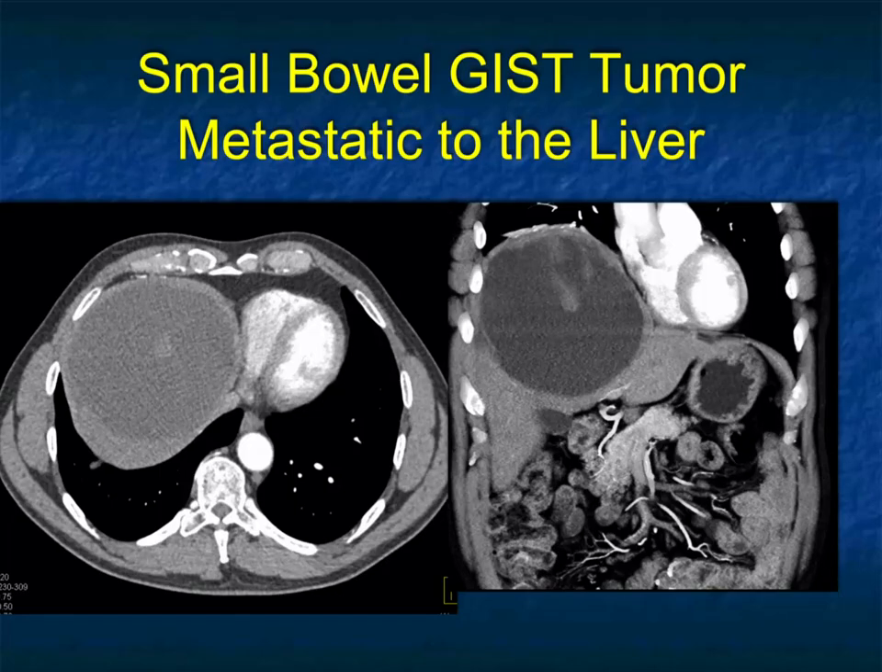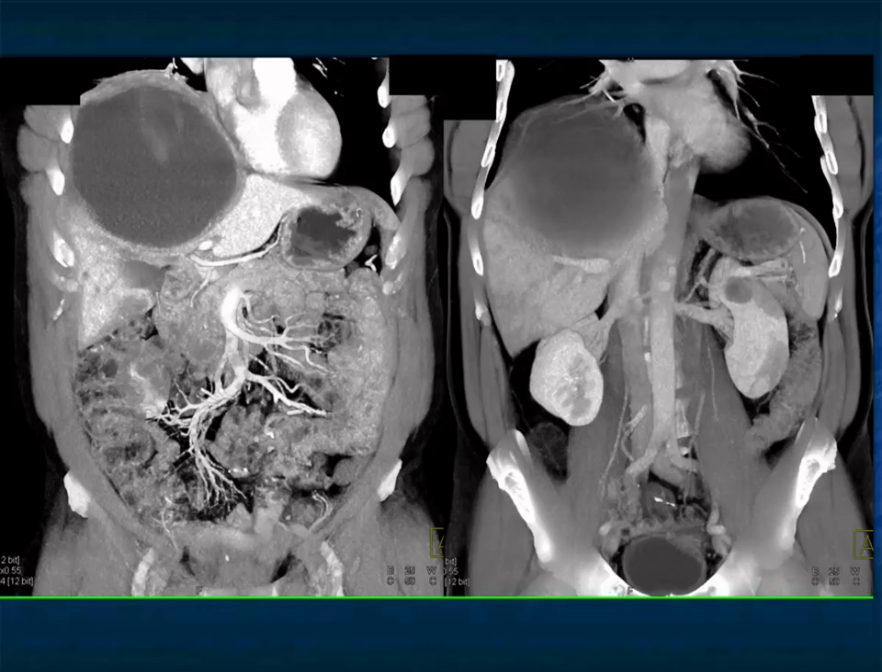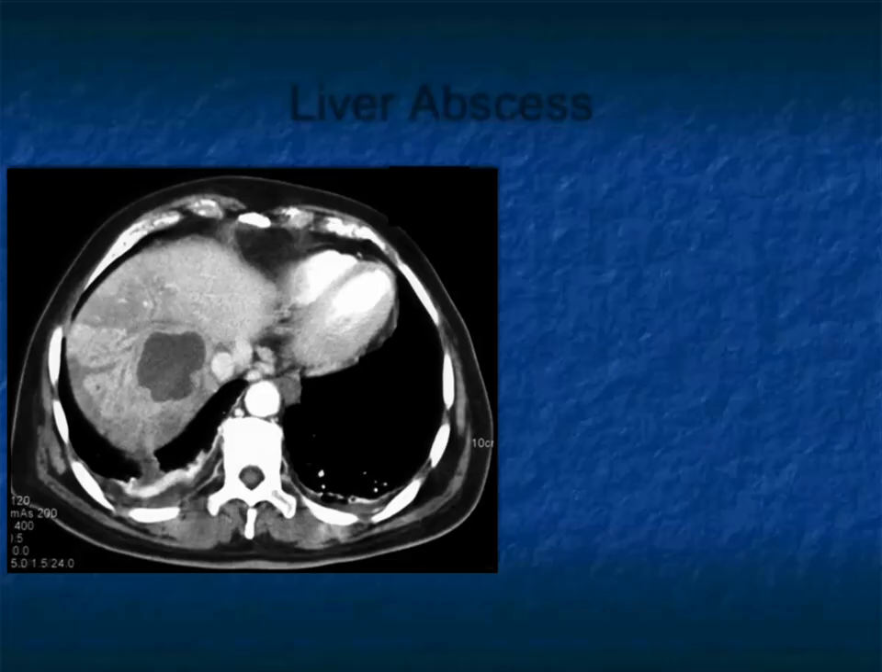We mentioned before that GISTs are one of the tumors that go to the liver, be it from stomach or small bowel or even colon. The Mets are often cystic, like in this case, but there's a thickened wall, there's some increased density centrally.